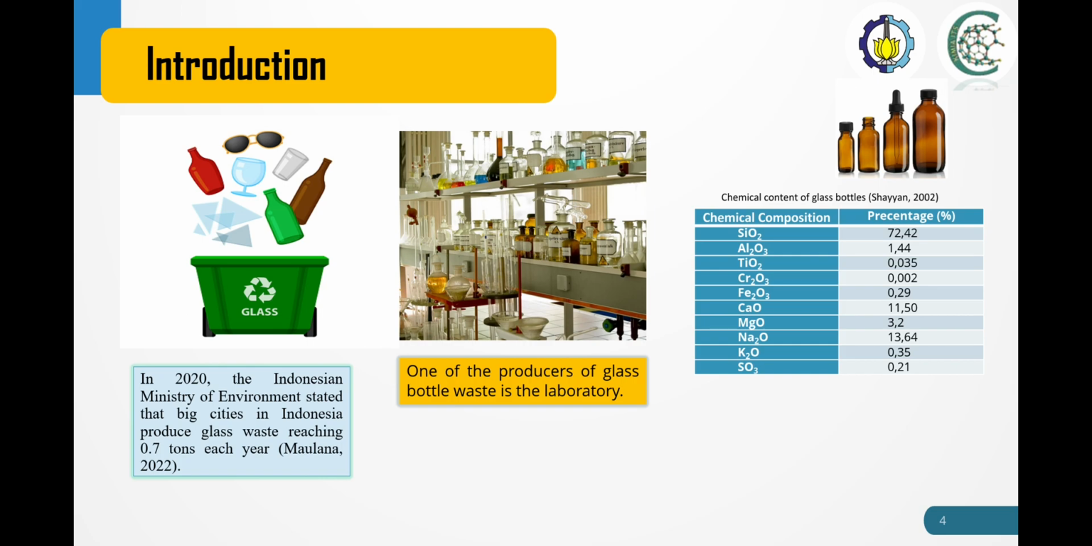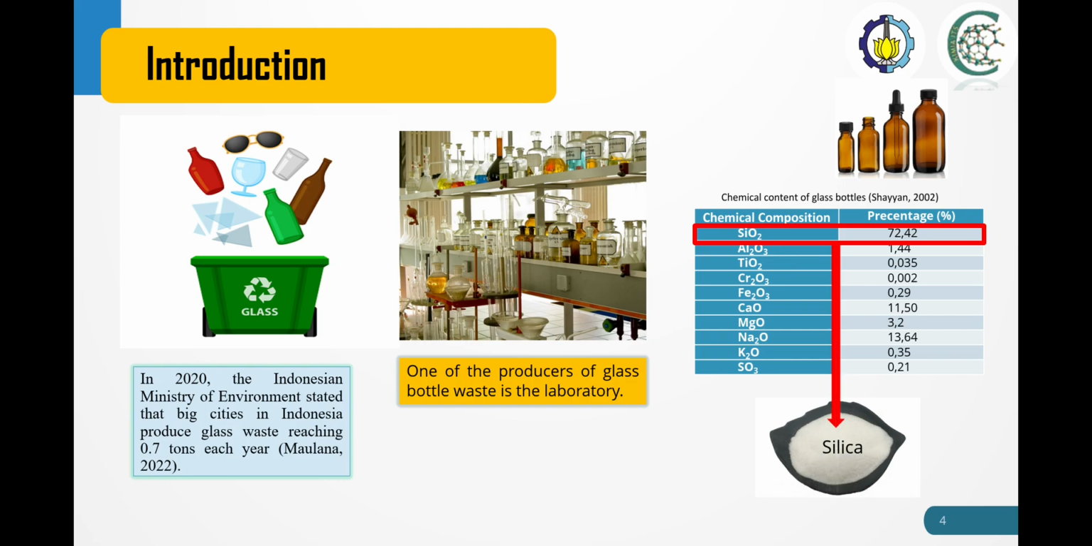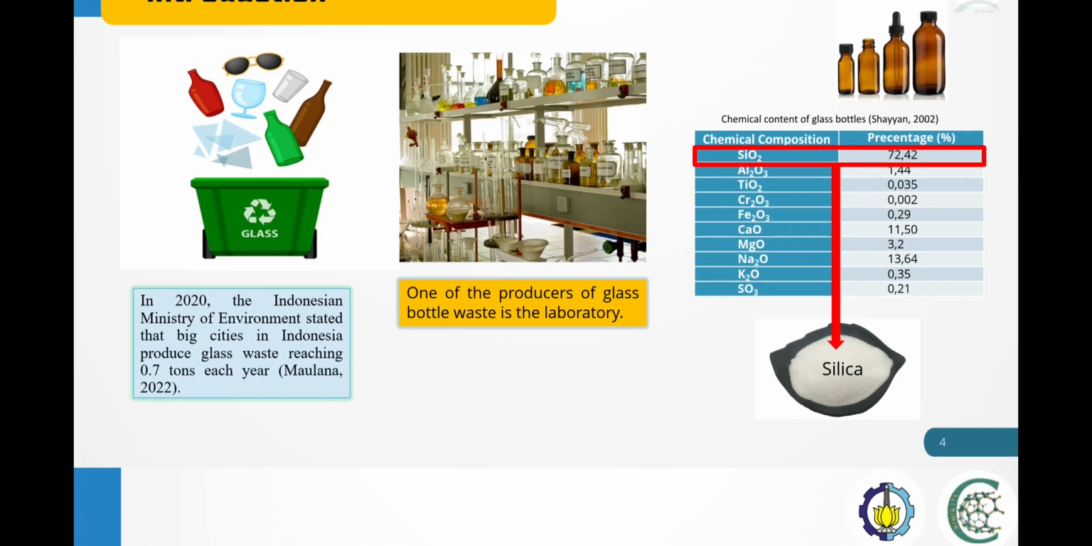Glass bottles are inorganic waste that cannot be decomposed by microorganisms, so if left alone, it will pollute the environment. The following table contains the chemical contents of glass bottle waste. The glass bottle waste contains high silicon dioxide, about 72%, so it can be used as a raw material for making silica gel.